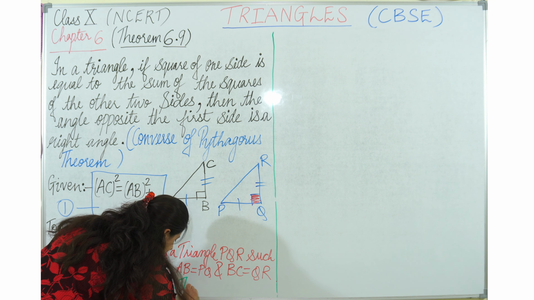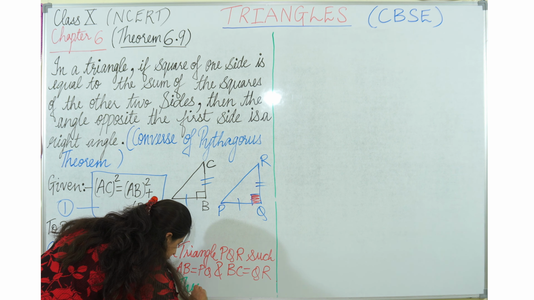From theorem 6.8, which is our Pythagoras theorem, we can easily see over here. So now substituting the values, PQ is equal to AB and QR is equal to BC. Let us mark it as equation number 2.